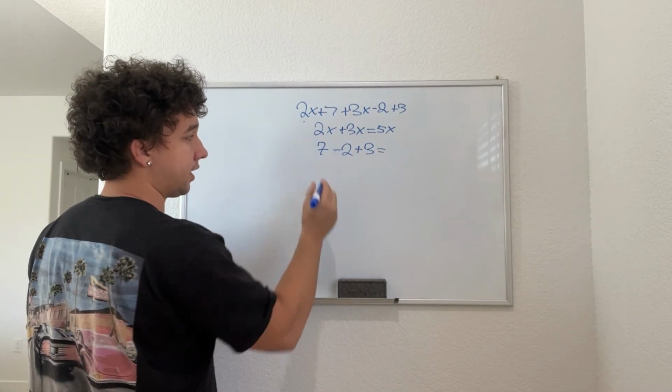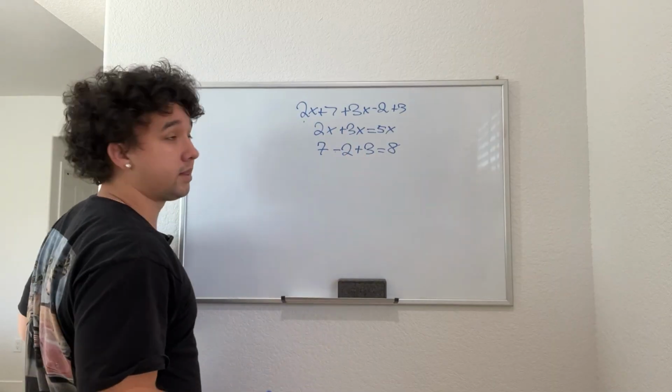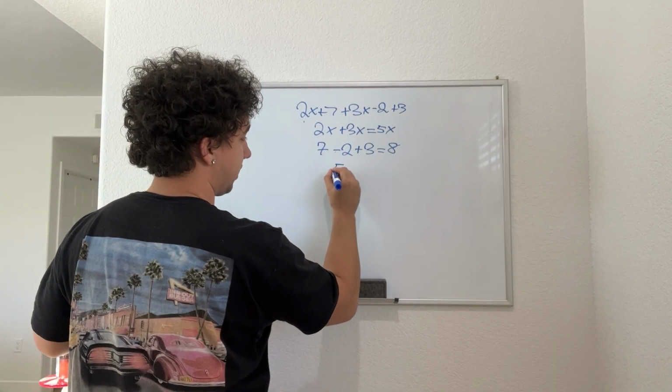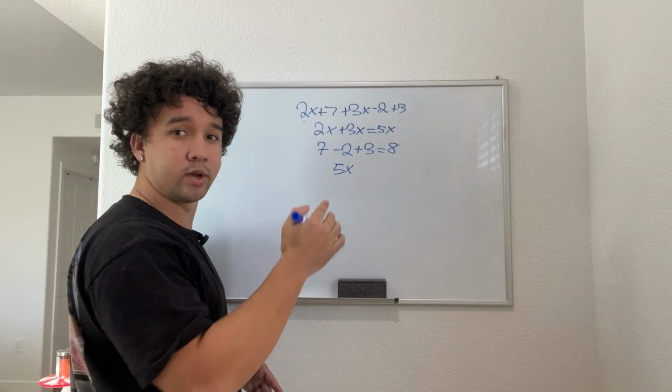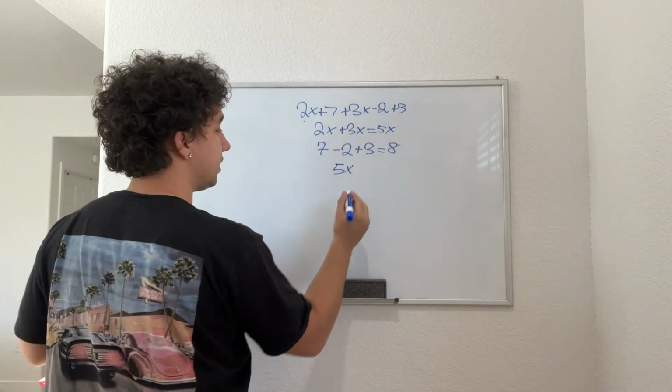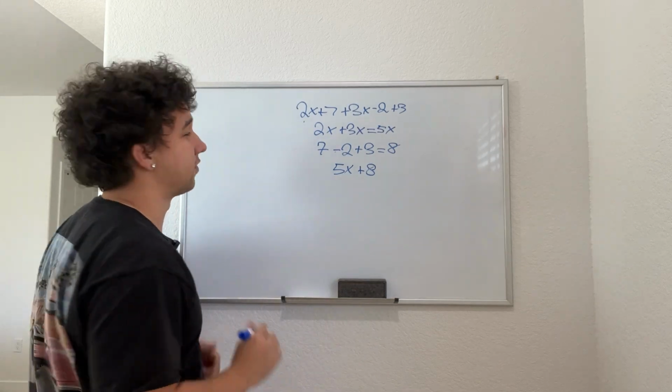7 minus 2, that is 5, plus 3 is 8. And then from here, I just combine these things together. 5x, I'm just gonna put that in front. In math, we usually put variables in front first, and then we kind of work our way down from there. 8 is positive, so it's going to be plus 8. That's it for our first answer.